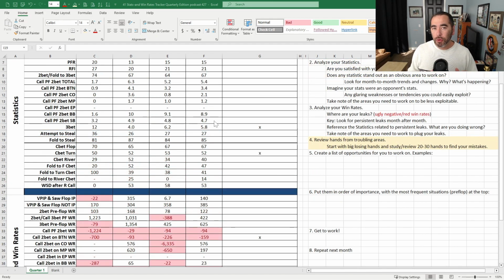All right, so now that we've taken a look at our statistics and win rates and found some trouble areas, it's time to review hands from those troubling areas. This is step 4 in the process. You want to start with big losing hands and study or review 20 to 30 hands to find those mistakes.